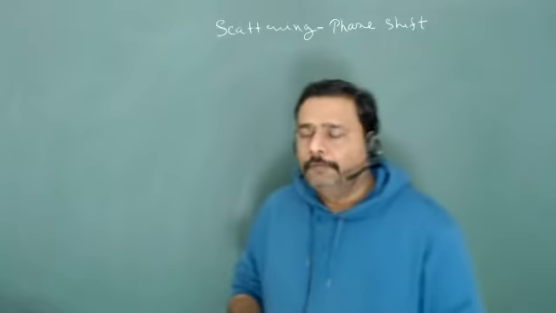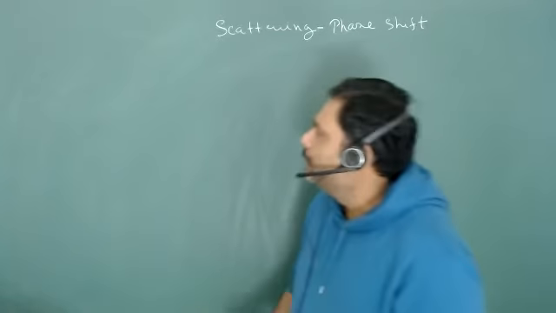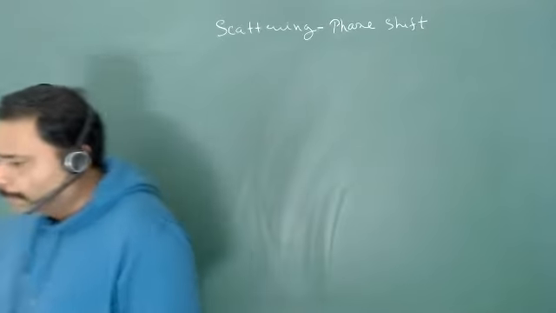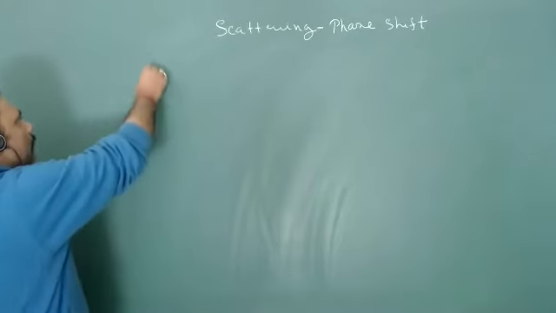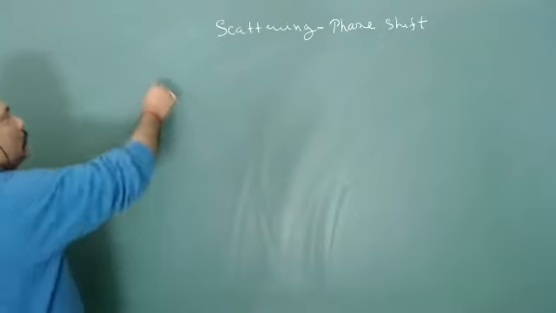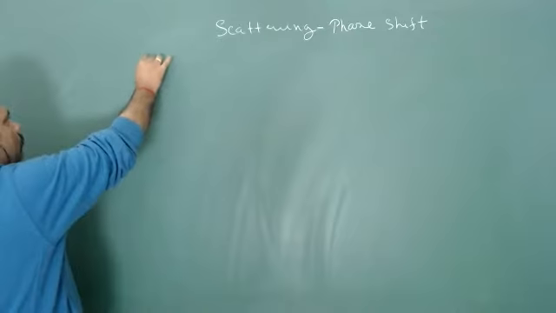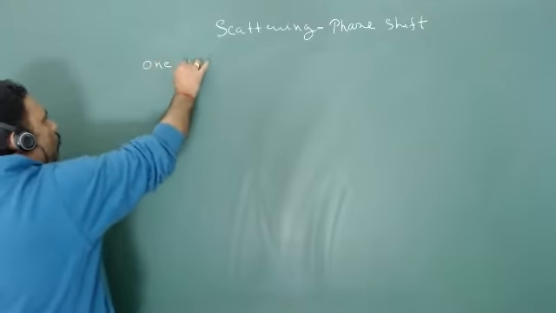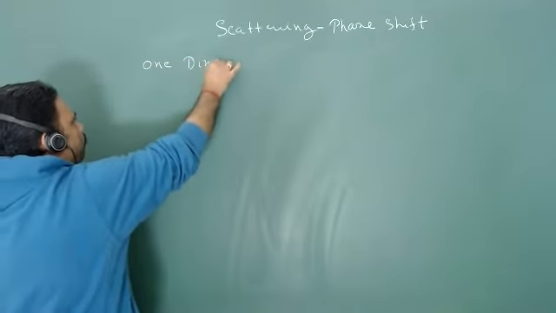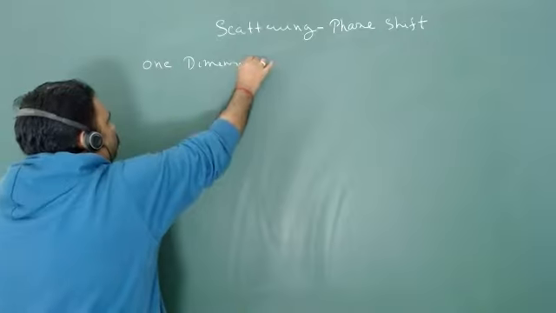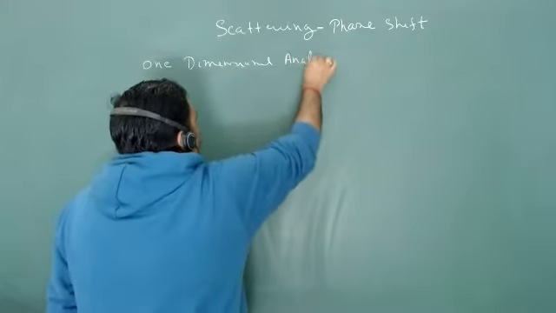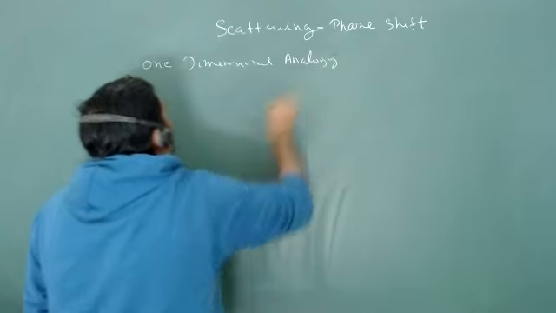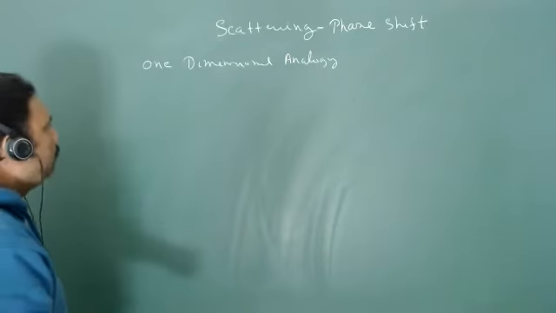So let's first go for a one-dimensional analogy, because we can understand the physics from the one-dimensional analogy, then we will implement it on the three-dimensional thing. So let's go for the one-dimensional analogy. And what is this one-dimensional analogy?